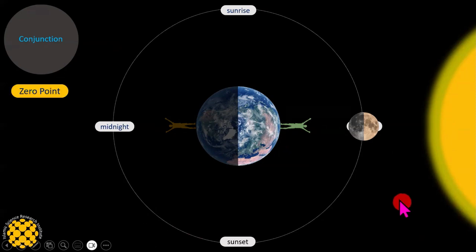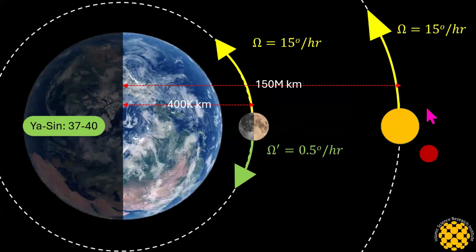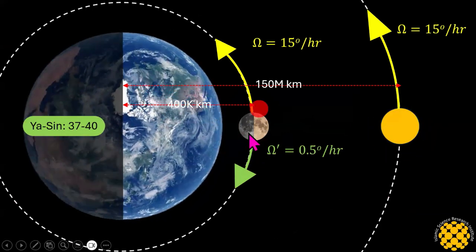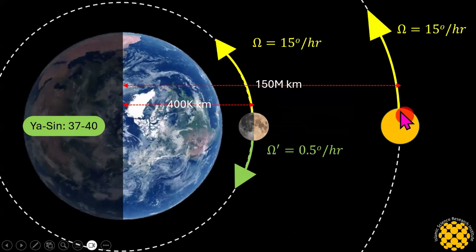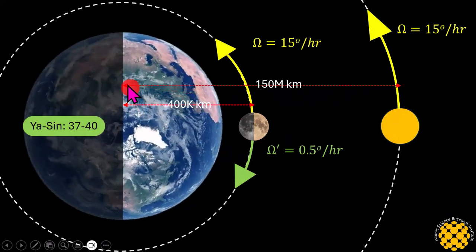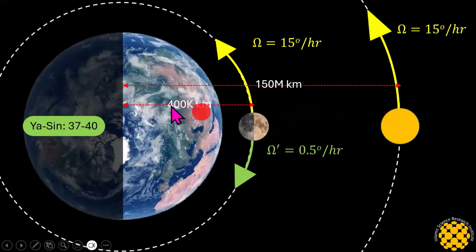Additionally, this verse illustrates the immense power of Allah, as the sun overtaking the moon does not imply a collision between these celestial bodies. This is because they exist in vastly different spatial dimensions. The distance from the sun to Earth is approximately 150 million kilometers, whereas the distance from the moon to Earth is only about 400,000 kilometers.